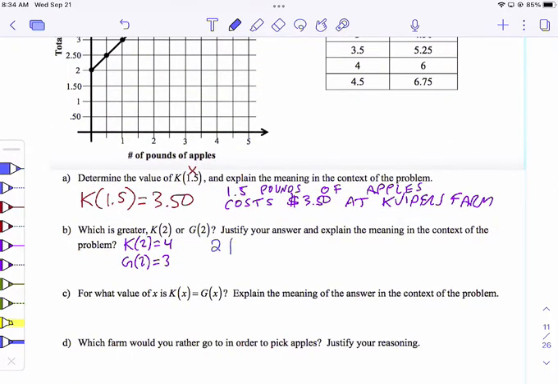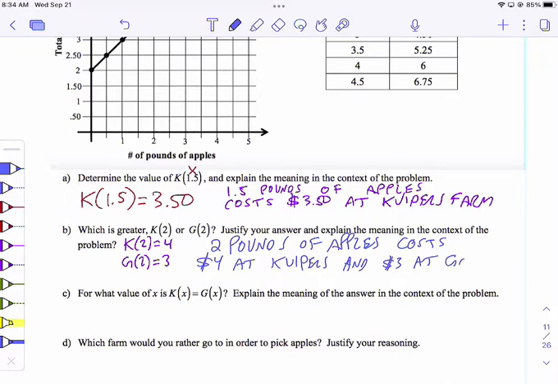So I'm going to write it like this. 2 pounds of apples costs $4 at Cooper's and $3 at Goldberg's. And then this is obvious, so Cooper's is more. And if you don't write all of that the same way as me, that's okay.